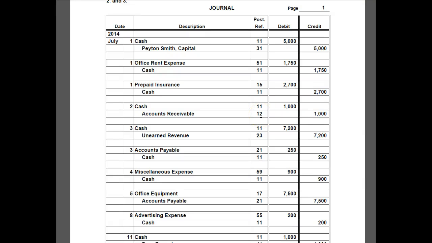Okay, so here we are at step 1, and we're journalizing the beginning entries for a company. Each entry is entered into a journal. There's a debit and a credit, obviously. So the first entry I'm looking at is where Peyton Smith has invested $5,000 into her company. Now, there's a $5,000 debit and a $5,000 credit.